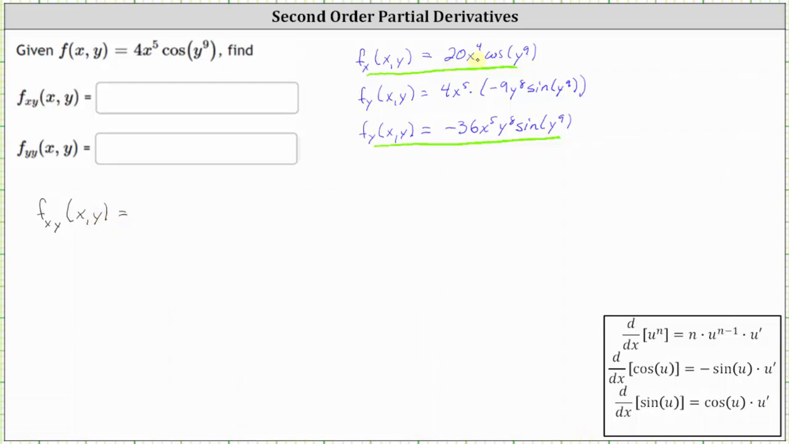So if we differentiate 20x to the fourth cosine y to the ninth with respect to y now, treating x as a constant, we will have 20x to the fourth times the derivative of cosine y to the ninth with respect to y, which is equal to negative sine y to the ninth times 9y to the eighth, or negative 9y to the eighth times sine y to the ninth. Let's go ahead and rewrite this as negative 180 x to the fourth, y to the eighth, sine y to the ninth. Let's also record this above.